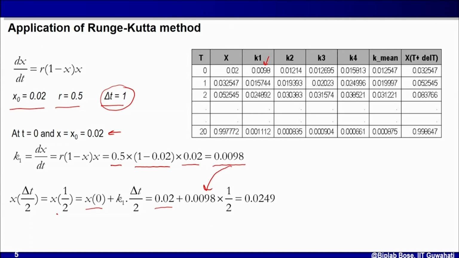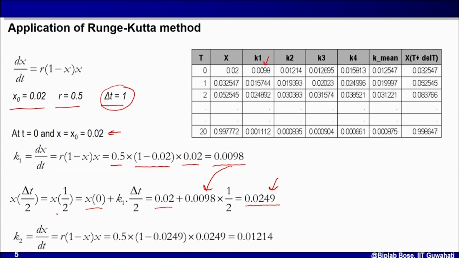Delta t is 1, that is, delta t by 2 gives me a value of 0.0249. So I got a point at delta t by 2 away from time equal to 0, and the value of x I have calculated at that point. I want to draw a line there having a slope equal to dx/dt, and the slope there will be k2. dx/dt is equal to r into (1 minus x) into x.